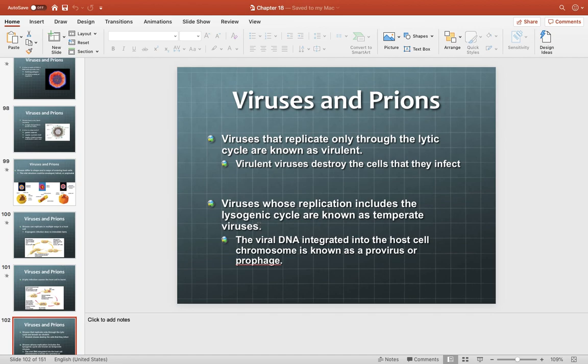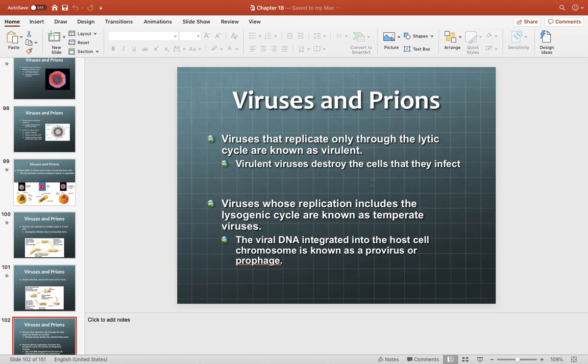A lytic infection infects you right away. That would be like the flu. As soon as you get it, you pretty much get the infection. So virulent means that it causes infection. Virulent viruses destroy the cells that they infect.